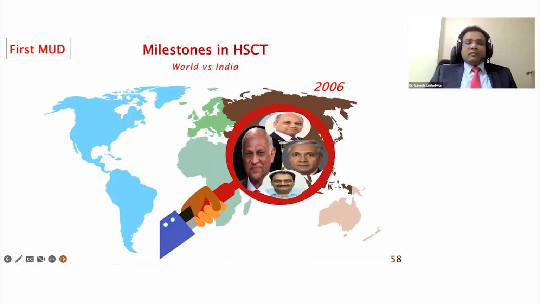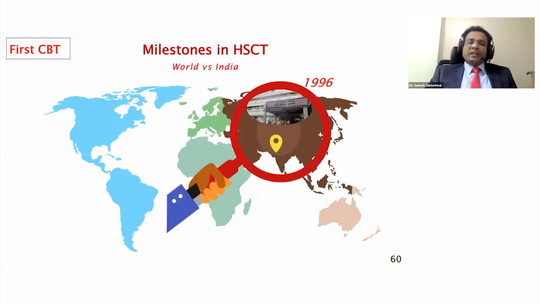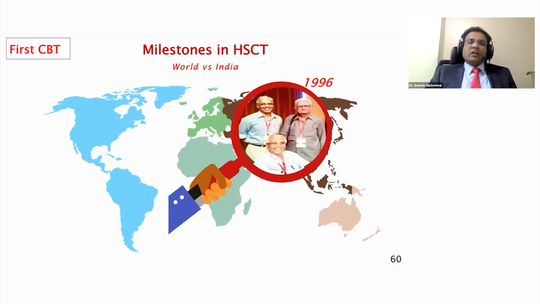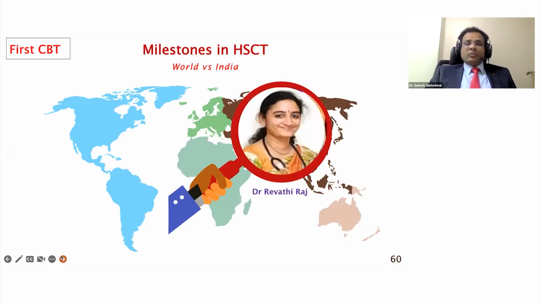So again, the first umbilical cord blood transplant happened in 1988 at Hôpital Saint-Louis, Paris, by Eliane Gluckman, whereas the first umbilical cord blood transplant in India, a family HLA-matched umbilical cord blood transplant, was in 1996, again at Tata Memorial Hospital by Dr. Advani sir, Dr. Tapan sir and his team, whereas the subsequent extensive work in the field of umbilical cord blood transplant has been done by Dr. Revathi Raj at Apollo Children's Cancer Center in Chennai. So Dr. Revathi Raj has a huge number of umbilical cord blood transplants to her credit in India.